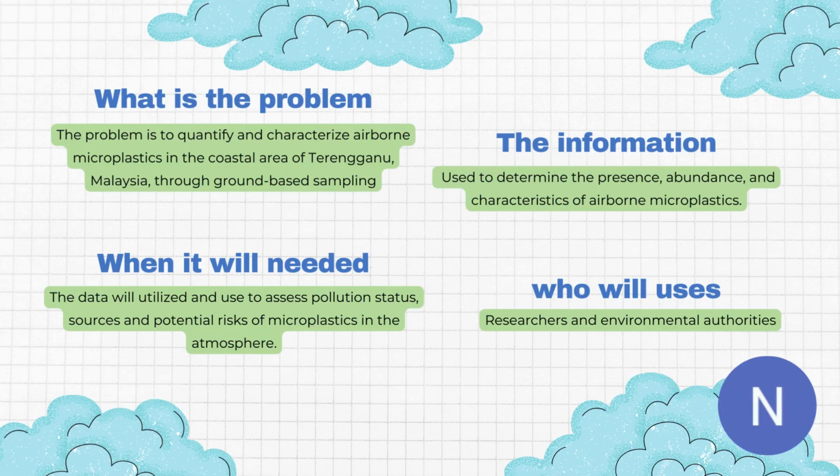For the topic, we found that the problem is to quantify and characterize airborne microplastic in the coastal area of Terengganu, measured through ground-based sampling. The information was used to determine the abundance and characterize airborne microplastic. The data we utilize is used to assess pollution status, sources, and potential risk of microplastic in the atmosphere, which is used by researchers and environmental authorities.